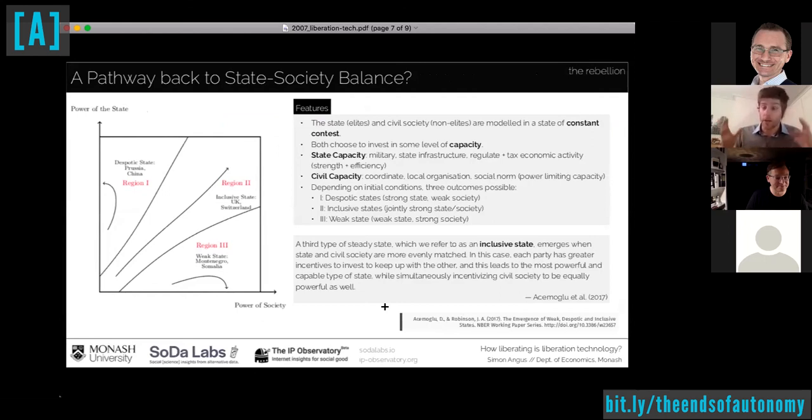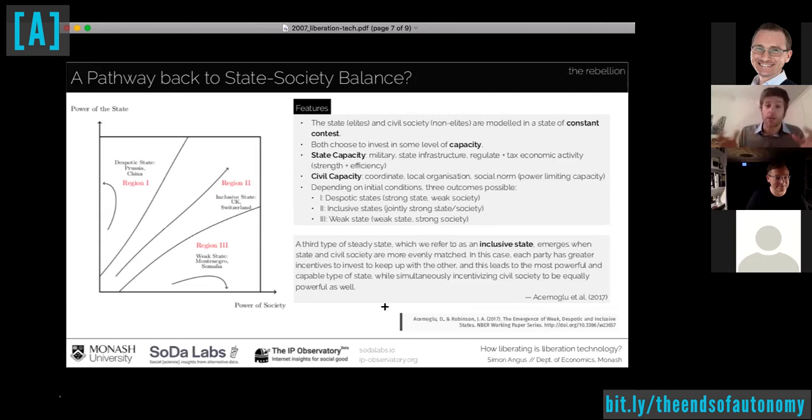And in their model, they have the state and society contesting, and they're investing in their technology around that. And what they find is that there are actually three types of equilibrium. There's an equilibrium where you can end up with a strong state and a weak society, or a strong society and a weak state. But there's a third way where you can end up with a strong state and a strong society. And this they call the inclusive state.